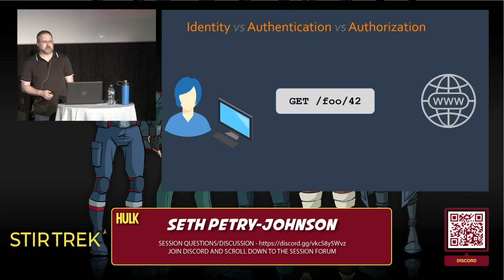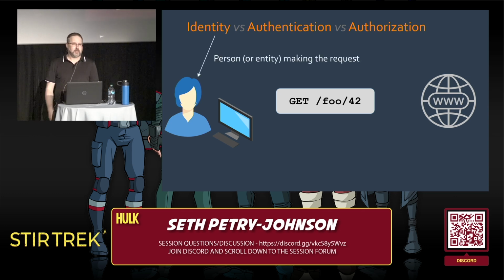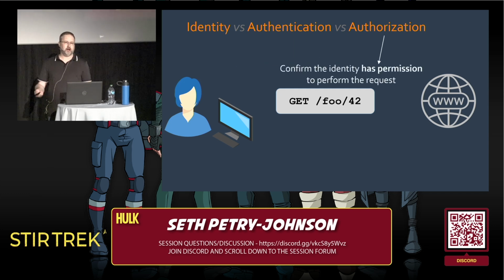Now, before we get to that list, we need to define three main terms that will come up over and over. Let's say we have this website, and a request comes in for some URL, like foo42. The identity of that request is the person or entity that's making it. In this case, it's our lovely user Alice making the request from her desktop computer. Authentication is the process through which we determine the identity. It's whatever we do to make sure it really is Alice making the request. And authorization is the process of ensuring the identity is allowed to make the request. It's whatever business rules govern if Alice can access foo42.